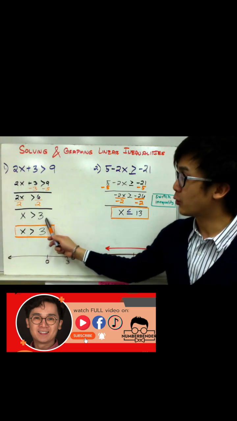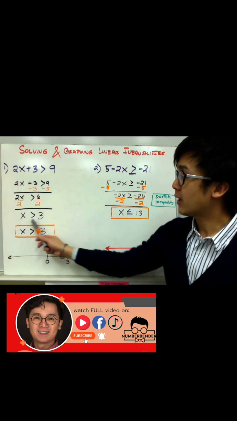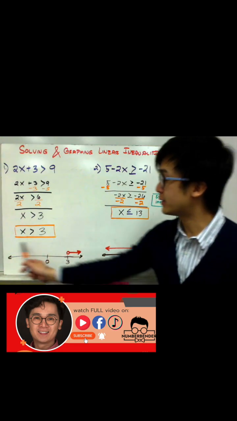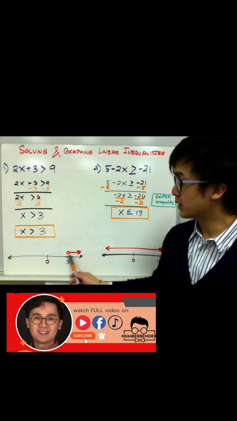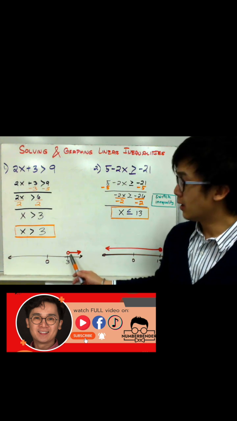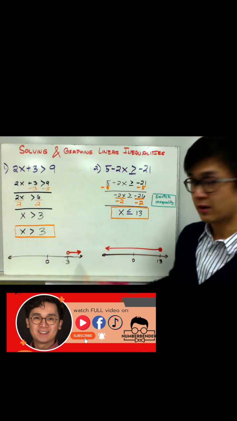And to graph your solution, x greater than 3 is denoted by this graph. So you have your number line, 0 in the middle, positive 3, and an open circle shaded towards the right.